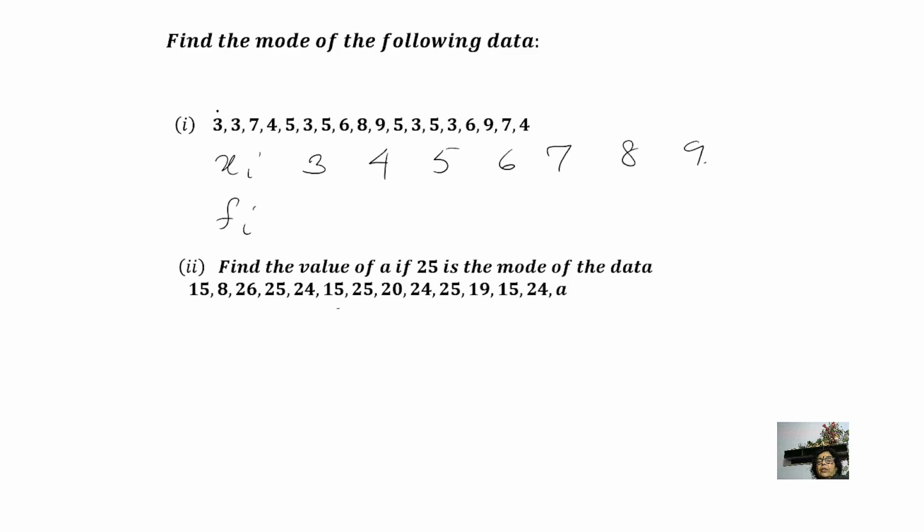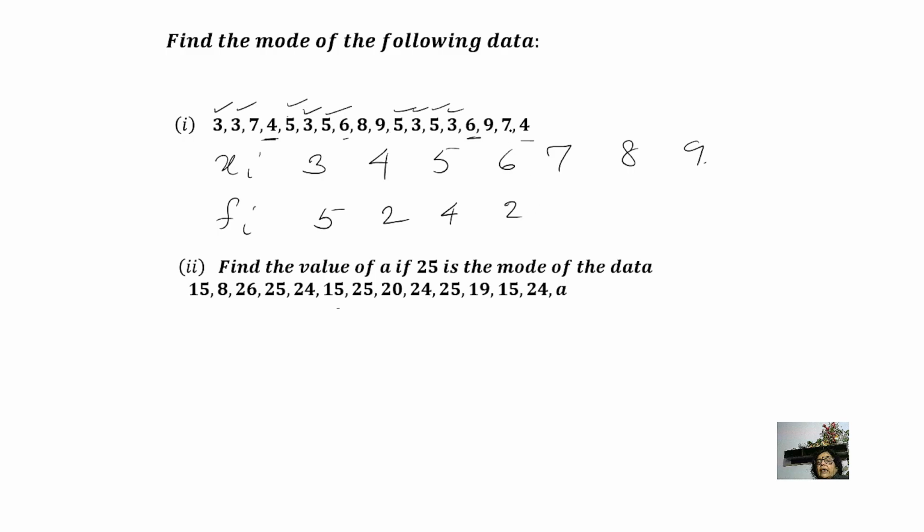Now let us count the number of threes. 1, 2, 3, 4, and we have here 5 threes. 4: if I count 4, this is 1 four over here, this is another 4, 2 fours. 5: if we count, we have 1 five here, 2 fives, 3, and one more 5. 4 fives are there.